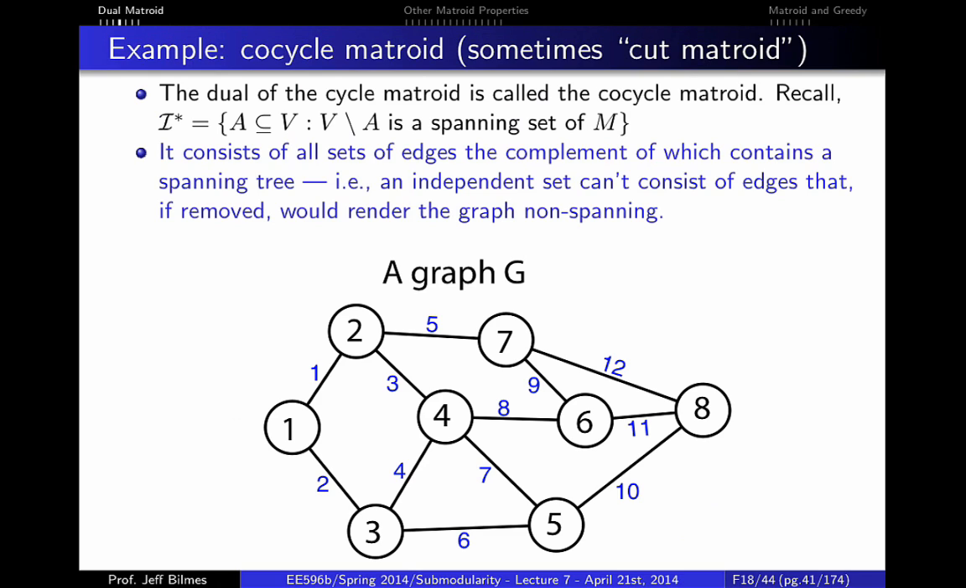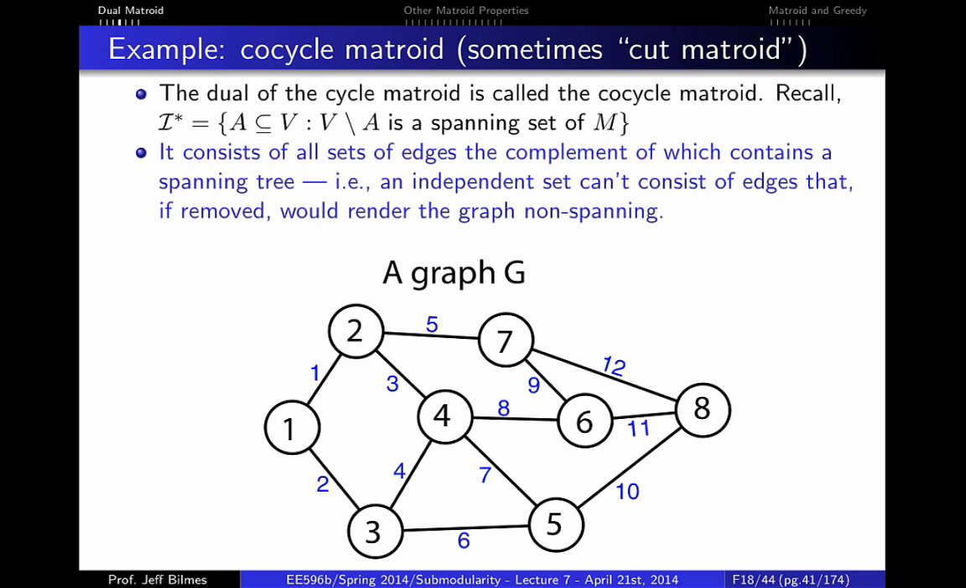So we know that in the primal, any base is going to be a spanning tree. This is a connected graph, so we can talk about spanning trees here. And there are a bunch of spanning trees, and since there are 8 nodes, all spanning trees have size 7, right? There are 12 edges. Anything that you remove from this graph that leaves either a spanning tree or a superset of a spanning tree is going to be independent in the dual.